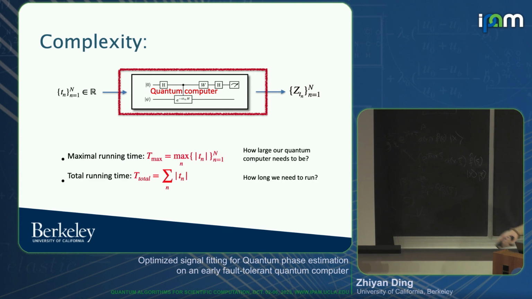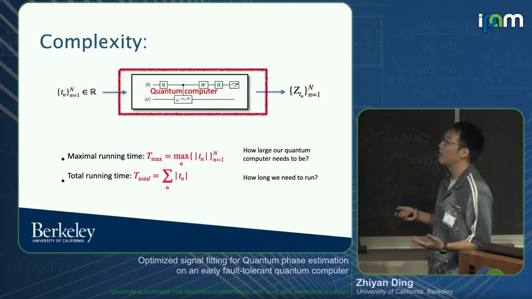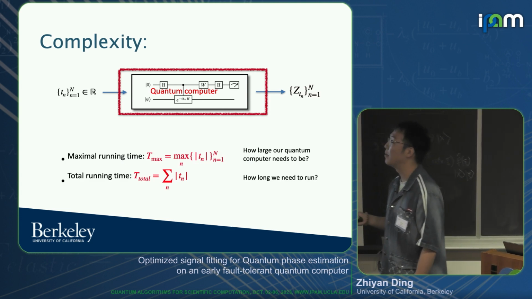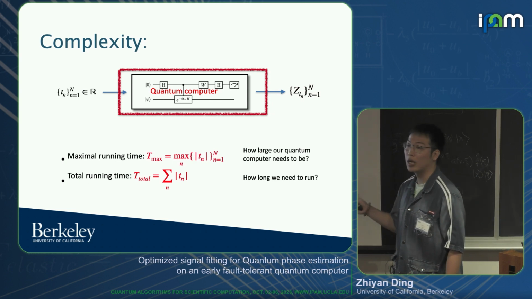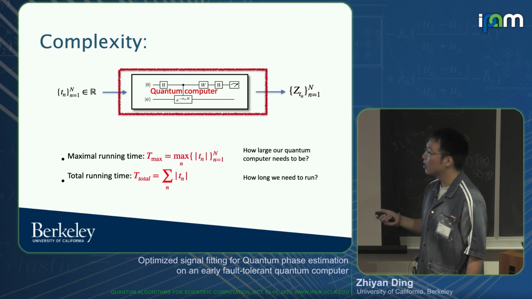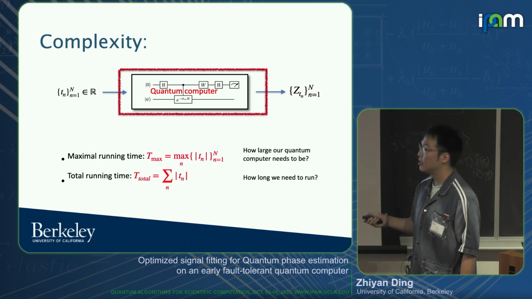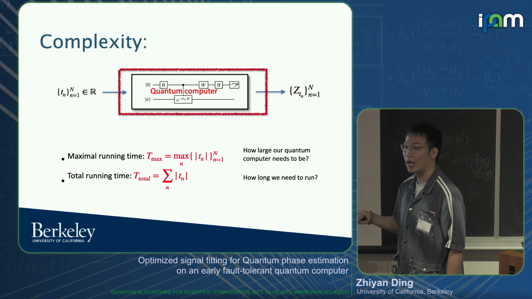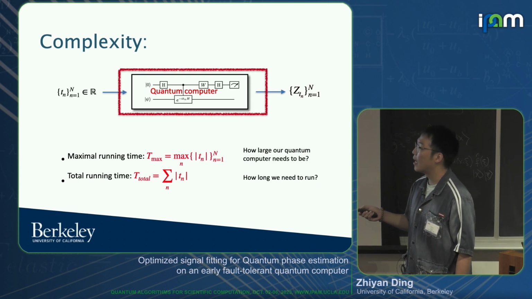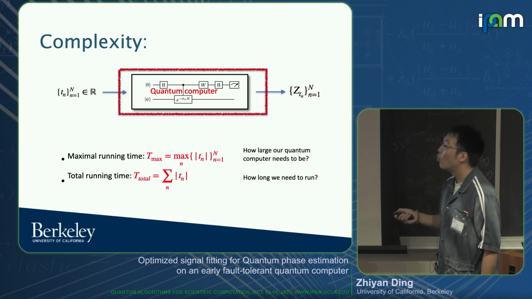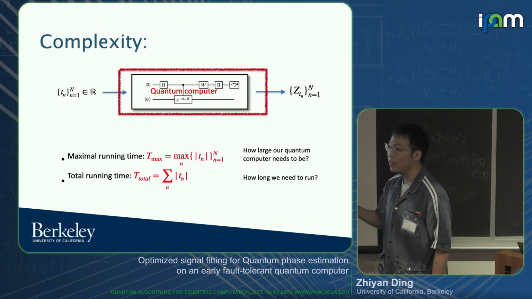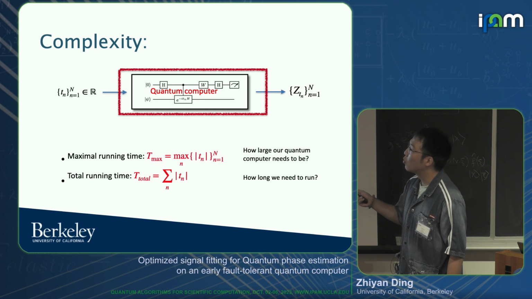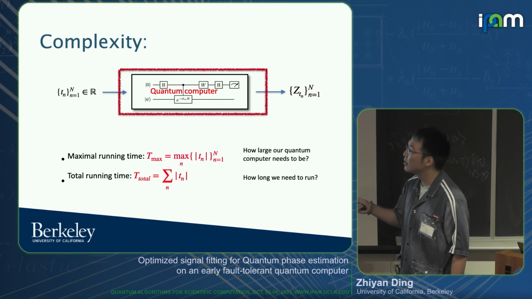Then, in my talk, how do I quantify the complexity? Here I only care about the complexities in the quantum computer part. In this talk, I mainly care about these two parts. The first thing is called the maximum running time, meaning the max of the absolute value of Tn. Why do we care about this quantity? Essentially because for any Tn, after you put it into the quantum computer, in this quantum circuit, you need to do this Hadamard.